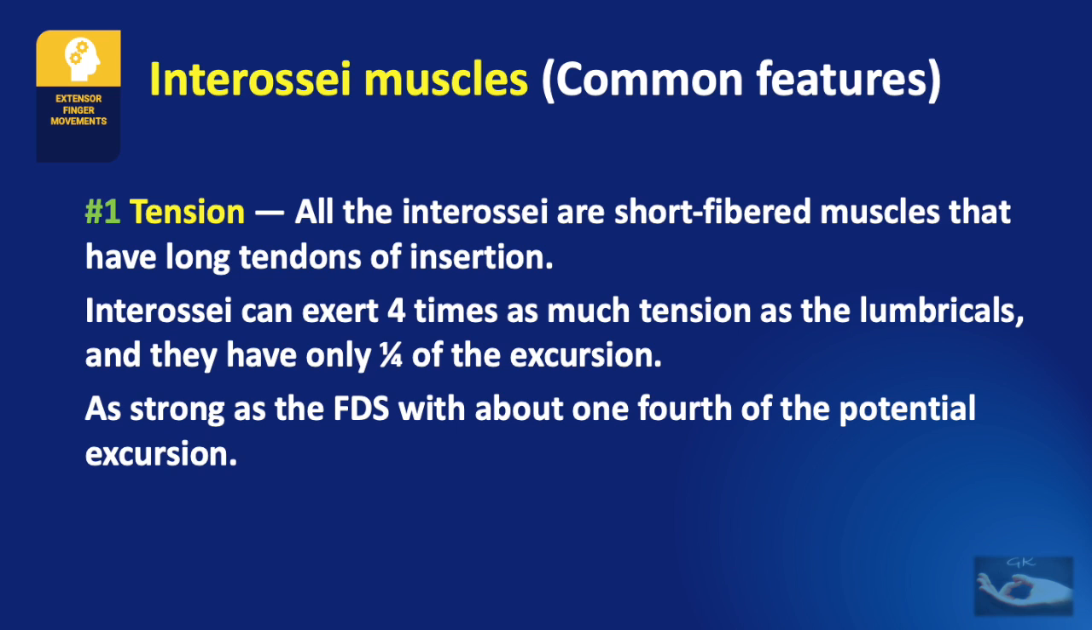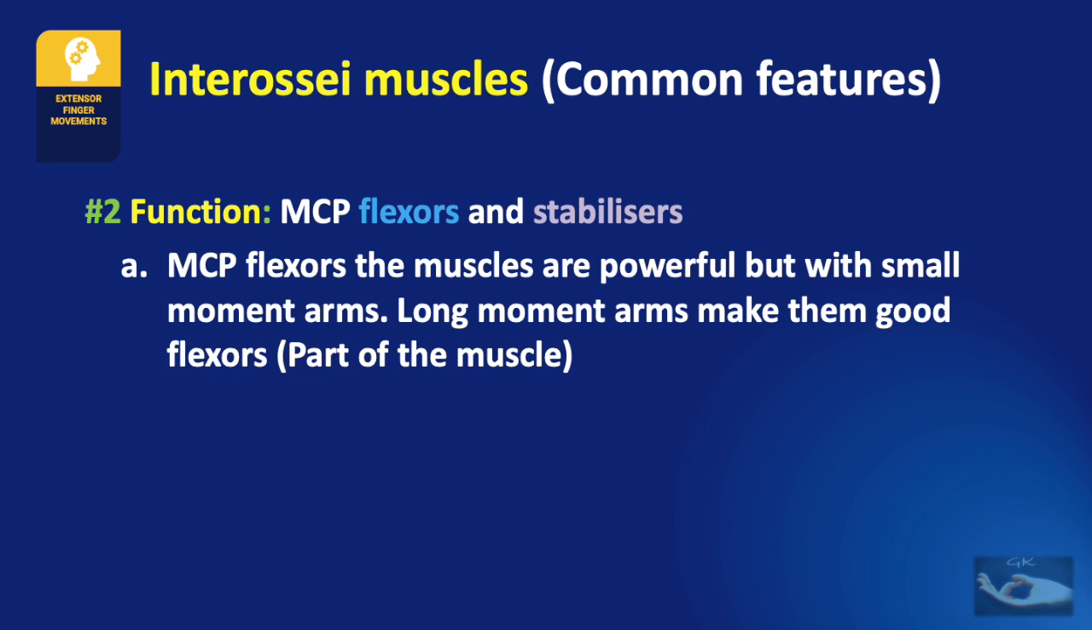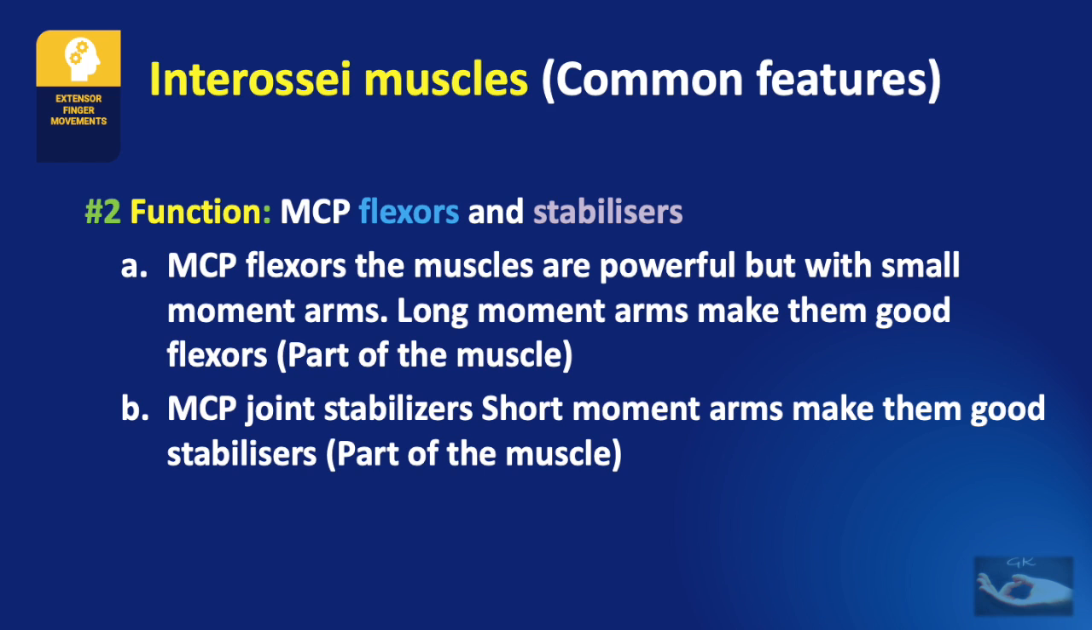So what do these powerful muscles do? Most importantly, they are metacarpophalangeal joint flexors and stabilizers. The orientation of the interossei muscles with respect to the joint axis of the metacarpophalangeal joint is that they have both short and long moment arms. The long moment arms make them good flexors. So a part of the interossei acts as primary metacarpophalangeal joint flexors. And not only that, the part of the muscle with the short moment arm makes them a good stabilizer of the metacarpophalangeal joint so that the other muscles can act well on the finger joints.